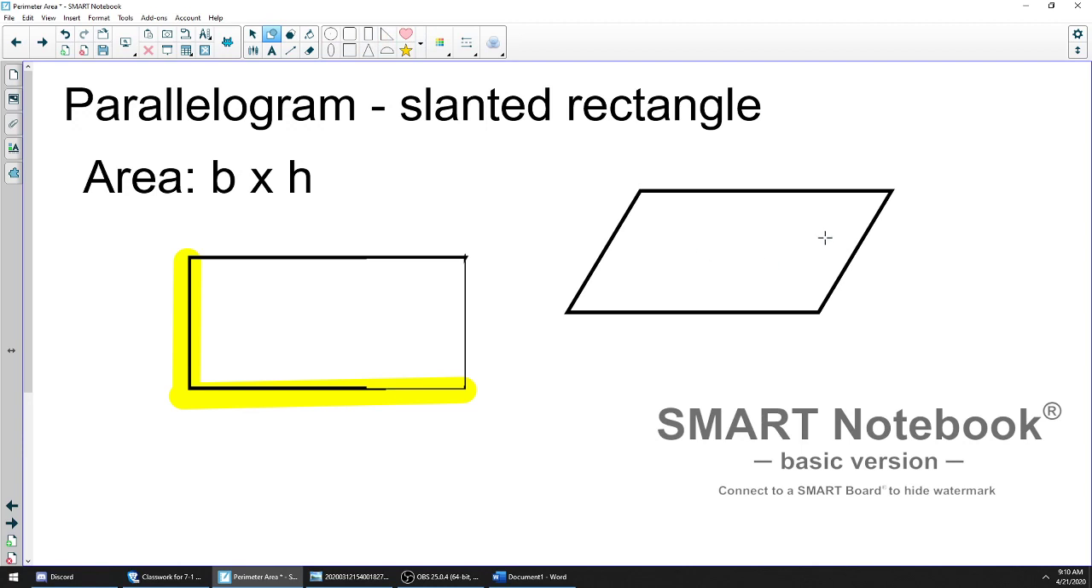So this shape, if I move things around, will look like a rectangle. So if I have my height, which is this, let me make it clear. This part, and my base, which is this part, I will know all the information and I can find the area and perimeter. So let's try some examples.